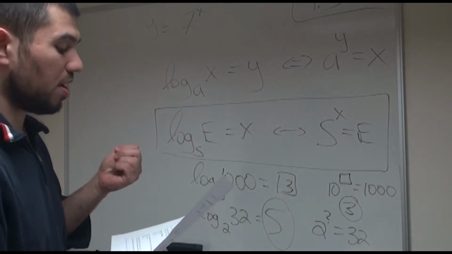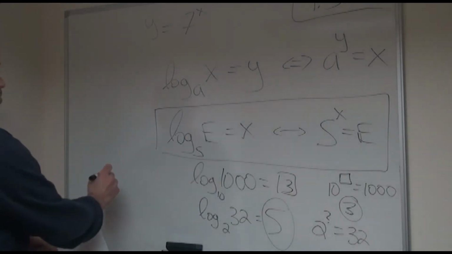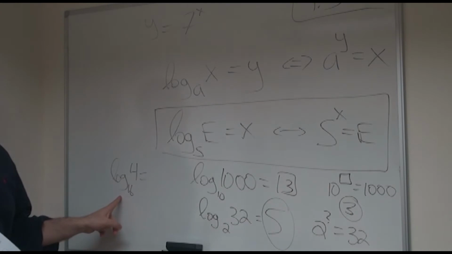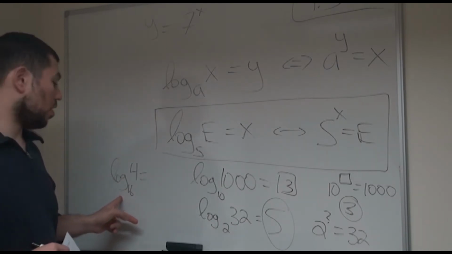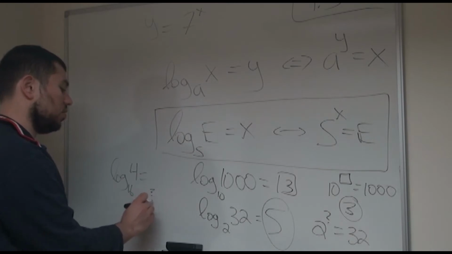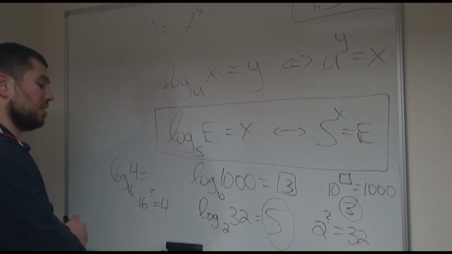Your slides have another problem. Log to the base 16 of 4. So this one looks a little weird. 16 to what power gives me 4? 16 to what power would give you 4? Well, the square root of 16 is 4.